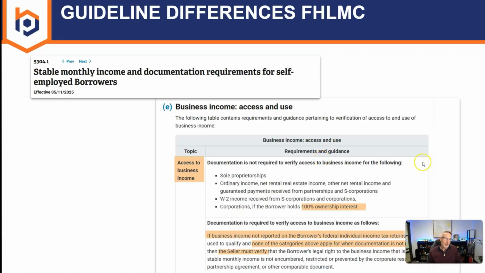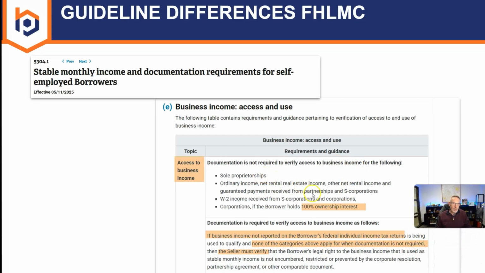Now for Freddie Mac, they're a little convoluted. They actually do allow below. Let me see if I can move my camera here. They do actually allow, but you can see what's really crazy is this is not calculation income, it's access to income. So what they're saying is if you are 100% owner and you want to do cash flow adjustments, that's fine. But if you're not 100% owner, Fannie Mae would say no. But Freddie Mac's like, well, if it's not reported on their federal tax returns or you're not in a category above, which, if you're 50% owner, that's not in a category, now you got to verify the legal right to business income and it's not encumbered or restricted. Good luck getting that. That's really hard.